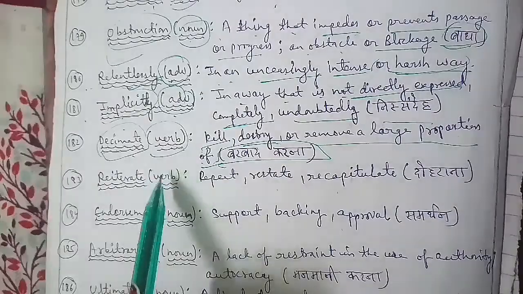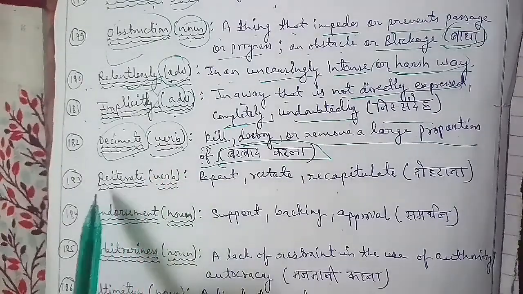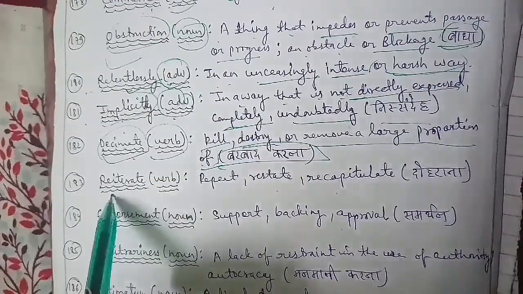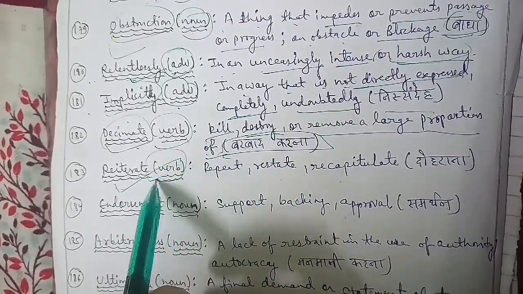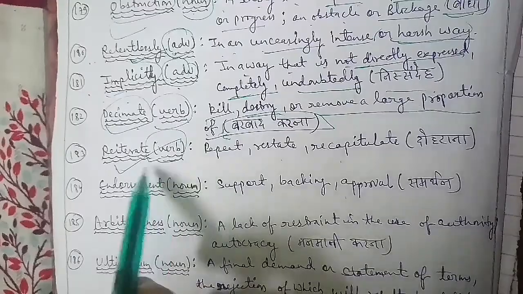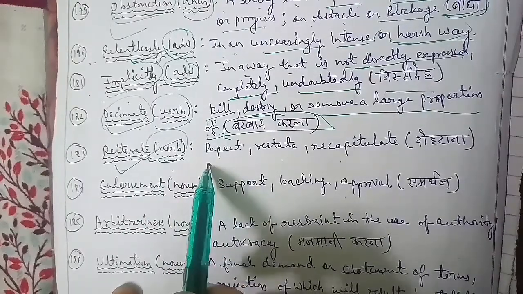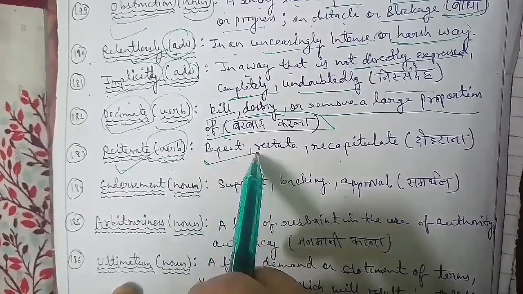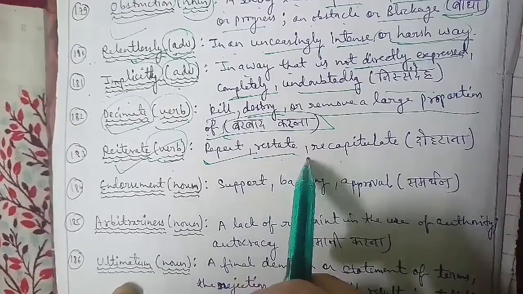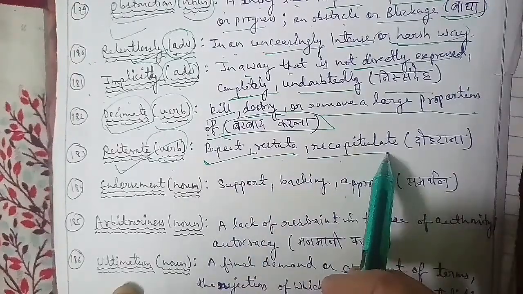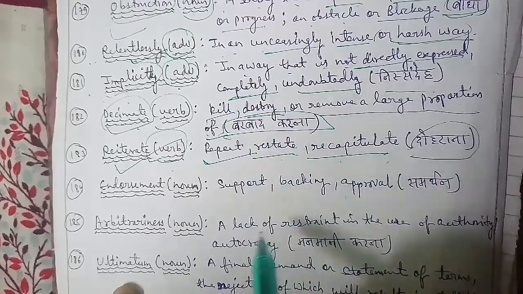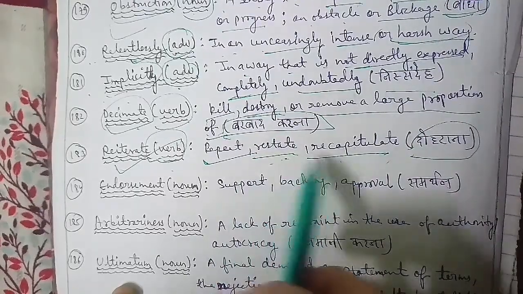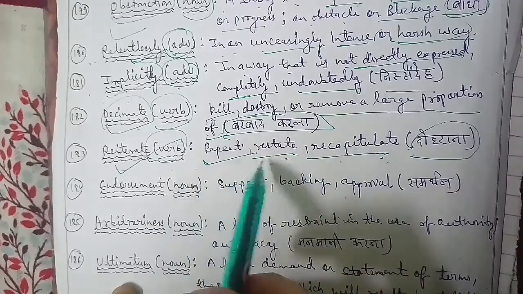Now moving on with the next one that we have here, the 183rd word, and that is reiterate. Reiterate is a word that is used as a verb here, and the meaning of reiterate is repeat, restate, recapitulate, जिसे हम कहते हैं दोहराना. ओके, रिवाइज करना, इन दैट केस रीस्टेट होना, रिकैपिटुलेट करना और रिपीट करना.